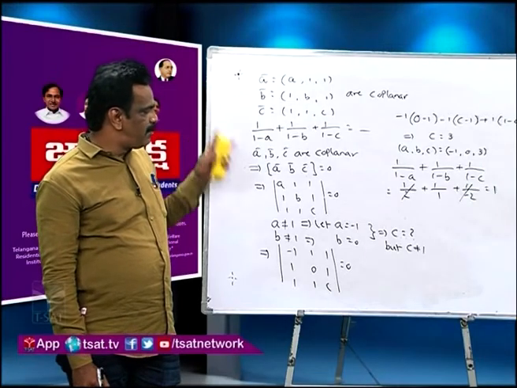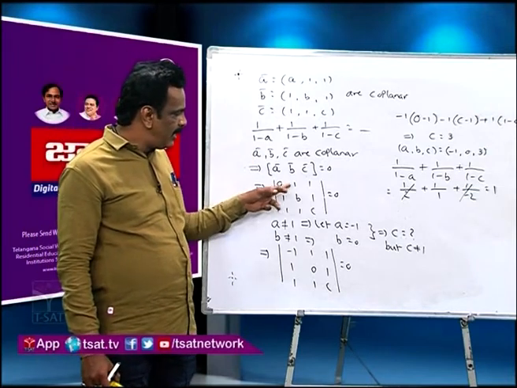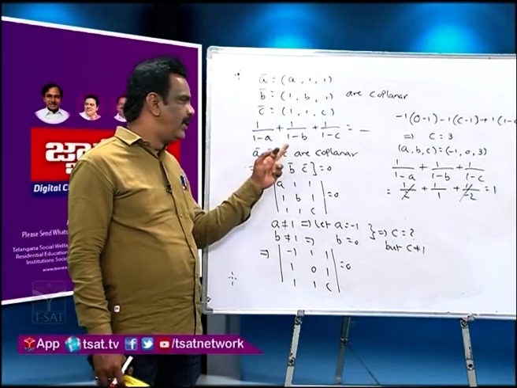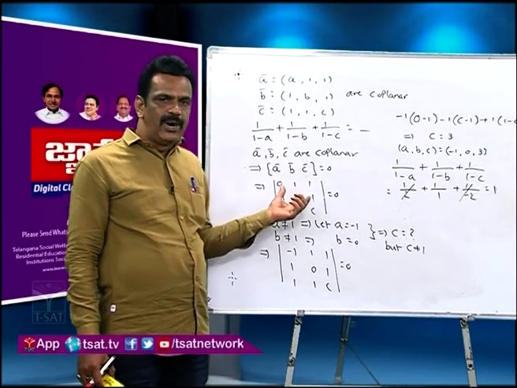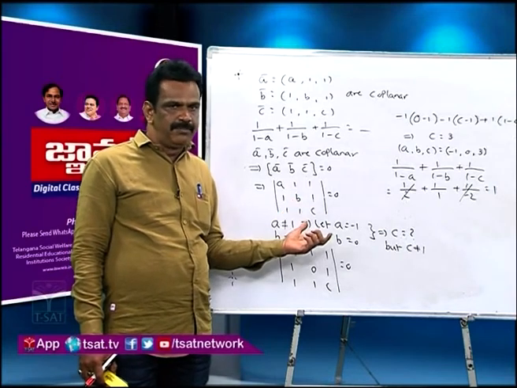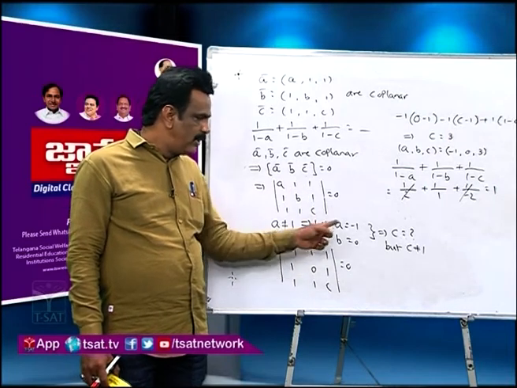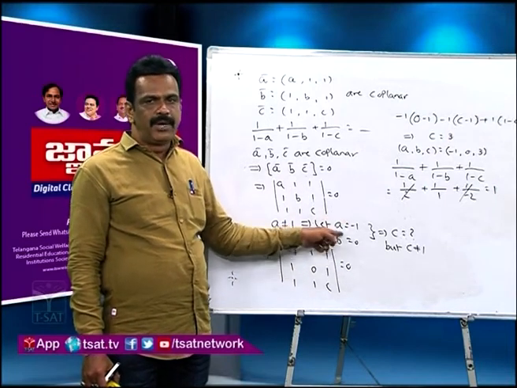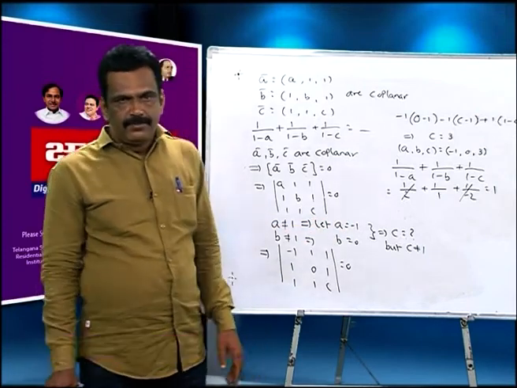Even if you apply the properties of determinants, usually what we do, to get 1 minus A, we may apply C2 minus C1. To get 1 minus B, we may apply C3 minus C2. Like that, if you go on applying properties of determinants, you can solve the problem, and it takes a lot of time. To avoid time factor, you can choose like this. You can solve the problem using this verification method. Thank you.